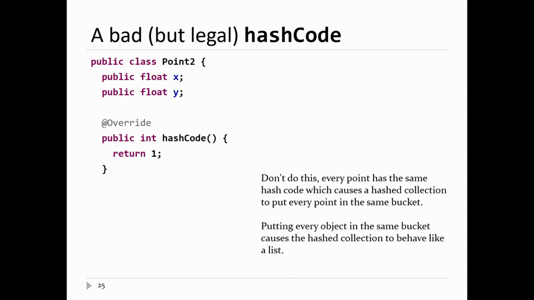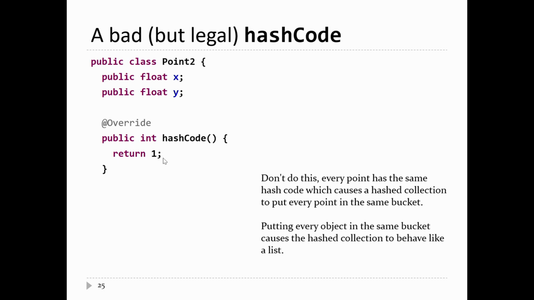So it doesn't matter what the coordinates of your point are. When the hash table inserts it, it always goes into the same bucket. That means when it searches for the object, it has to look in that same bucket. If you have n elements in the hash table, all n elements are in the same bucket, so it now has to search all n elements. So now you've basically got a list. Your hash collection behaves like a list. Instead of O(1) search time, you now have O(n). Don't do that.